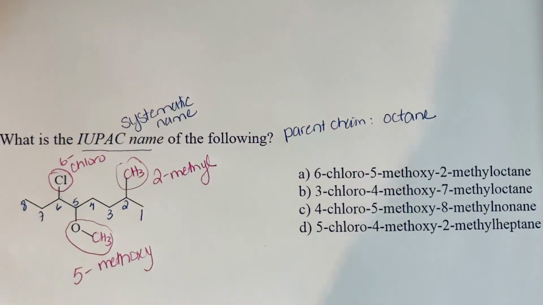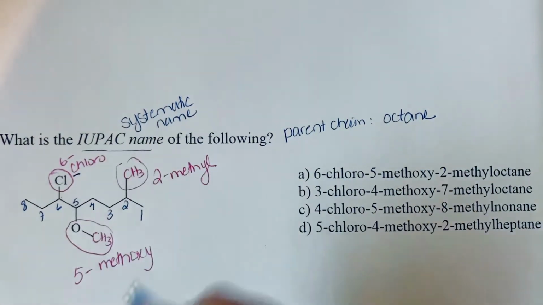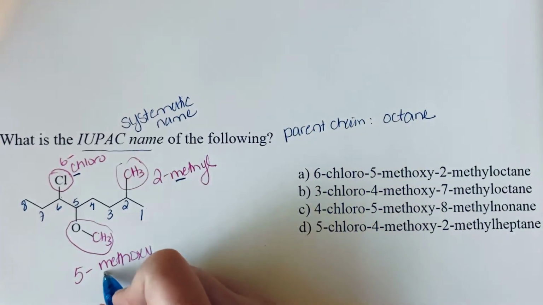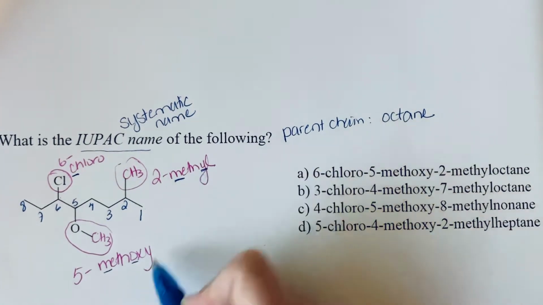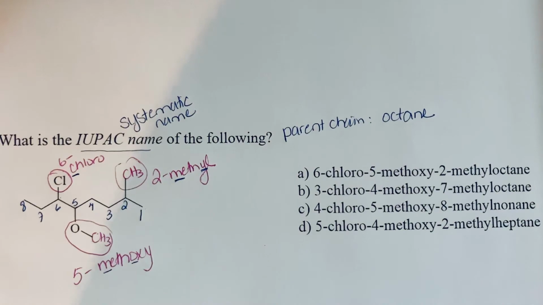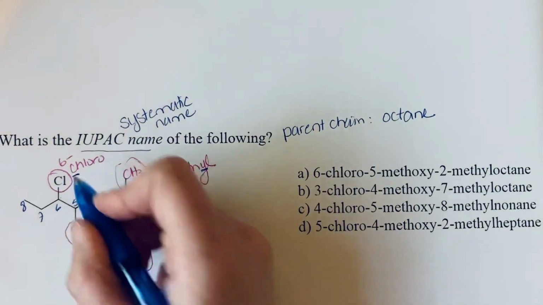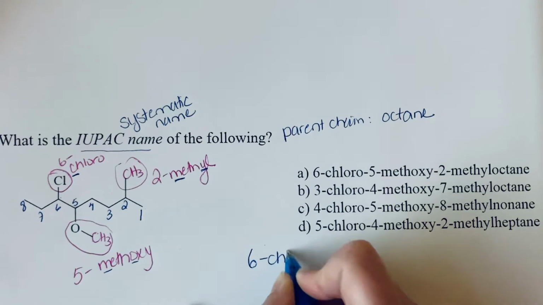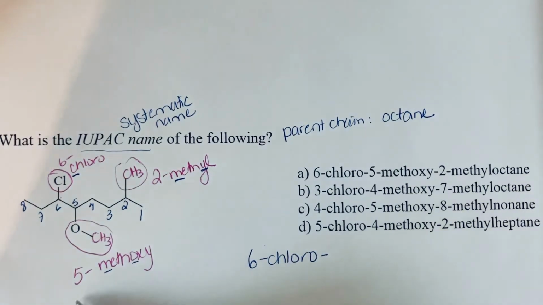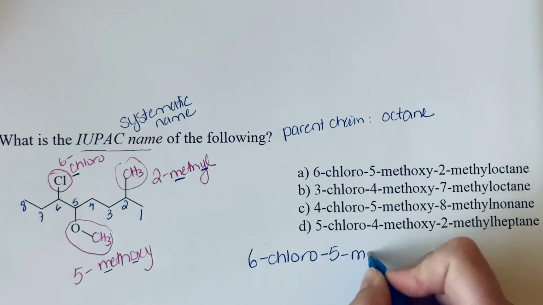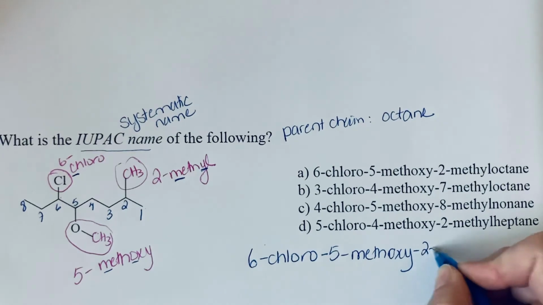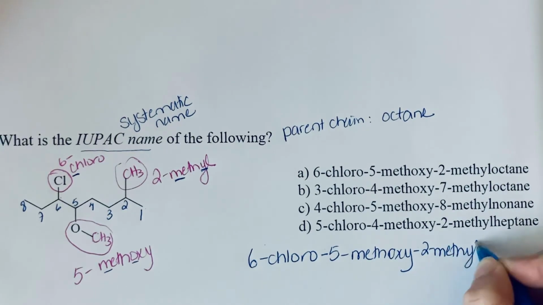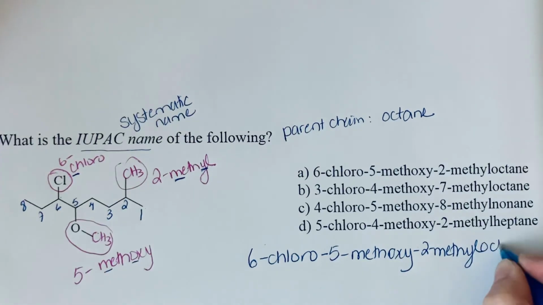And now when we assemble this name, we are going to put it in alphabetical order. We are going to alphabetize by the C in chlorine, and then we need to compare methyl to methoxy, and those names are identical, meth, until you get to the O and the Y. So we're going to put the methoxy before the methyl. So when we put it all together, we'll put the chlorine first, 6-chloro. Next, we're going to put in the methoxy, so 5-methoxy. And then 2-methyl. And finally, our parent is octane.